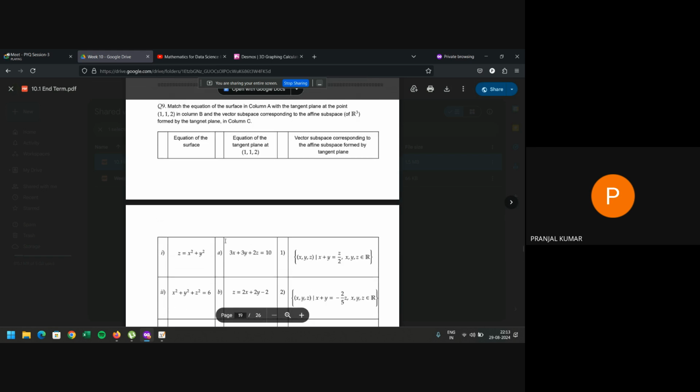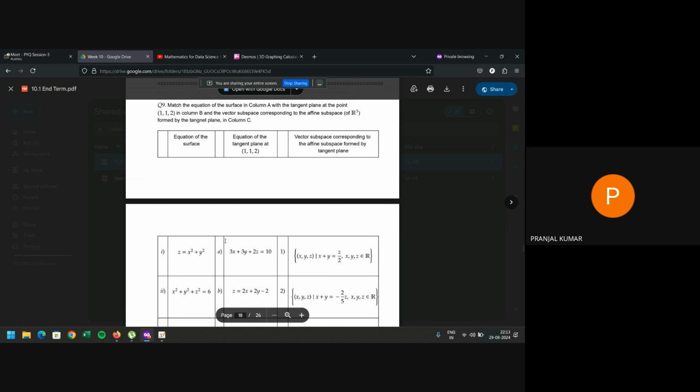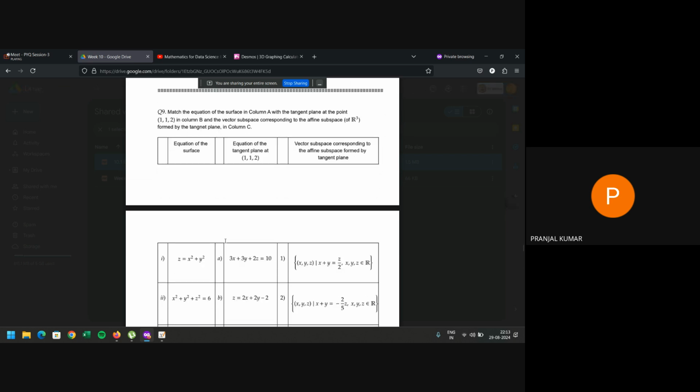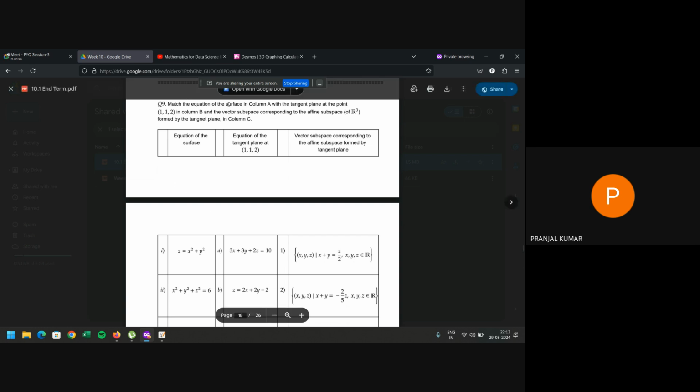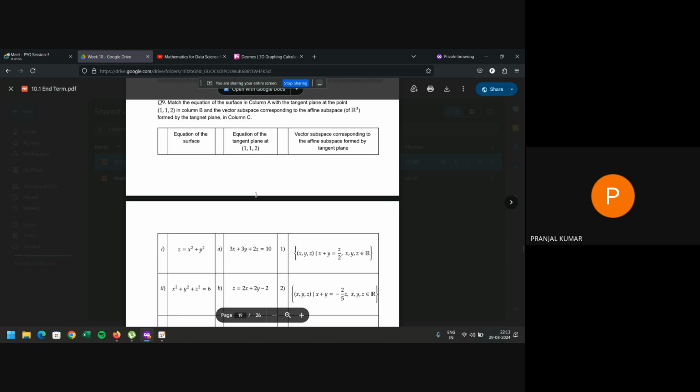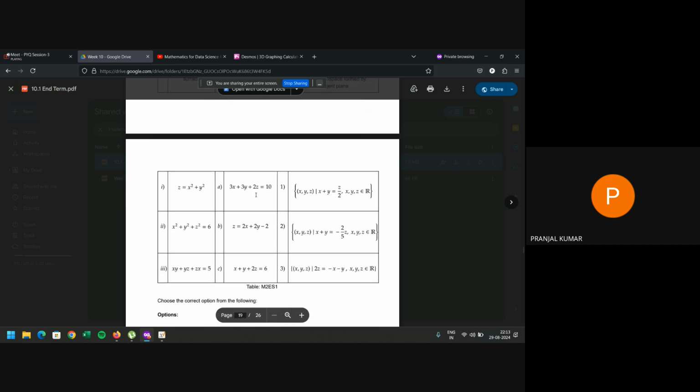Should we do this? Okay, let's do this only. I need to zoom. Match the equation of the surface in column A with the tangent plane at 1, 1, 2. Tangent plane equation, and the vector subspace corresponding to the affine subspace formed by the tangent plane. Okay, so this is easy then.